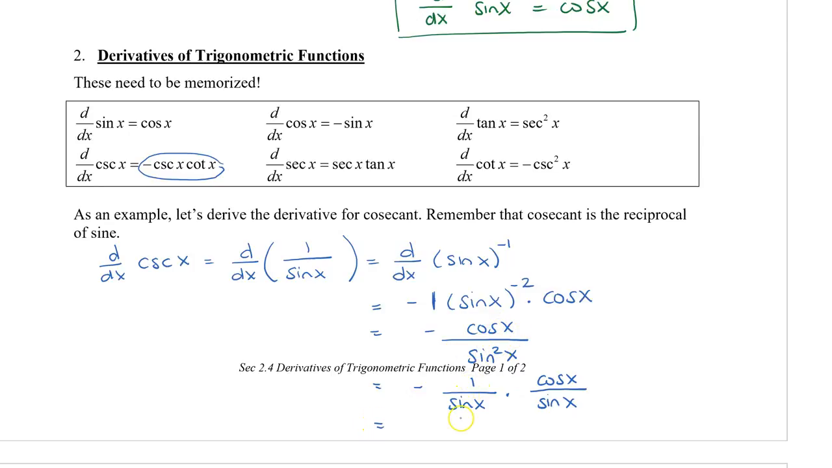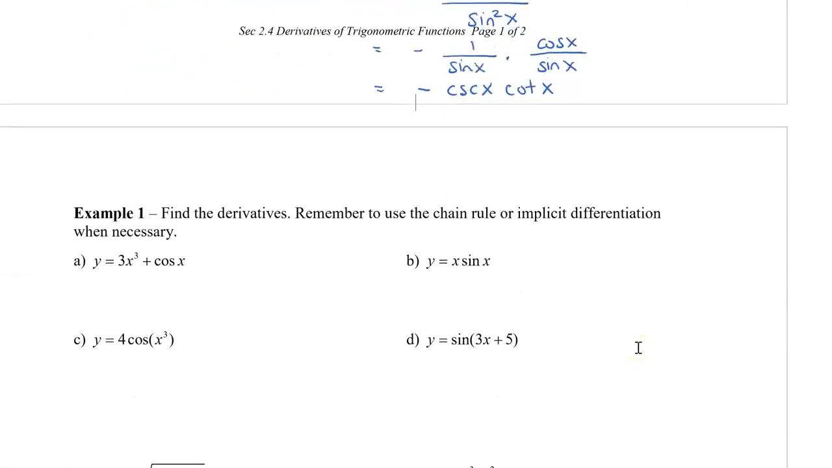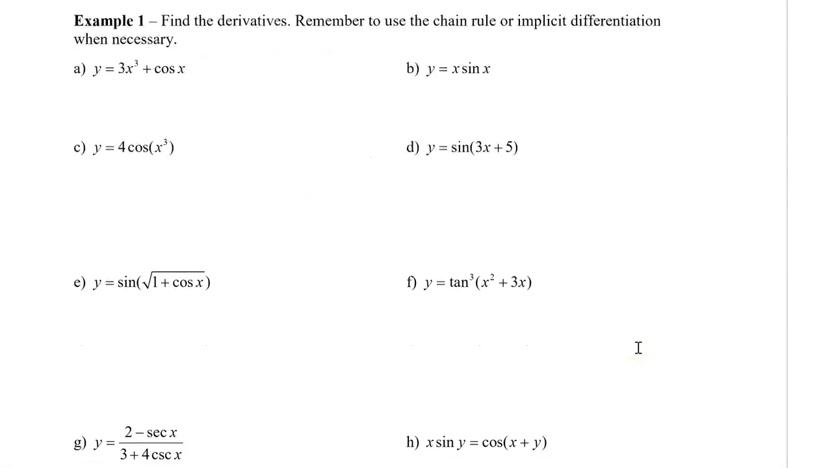But now I have 1 over sine x, which is cosecant x. And then cos over sine x is cotangent x. And this is negative. And so now you can see that the derivative of cosecant is actually negative cosecant x cotangent x. And I've also shown you how to find the derivatives using the chain rule. All right, let's now take a look at some examples where we need to use the derivatives and also apply our rules of chain rule and also implicit differentiation.